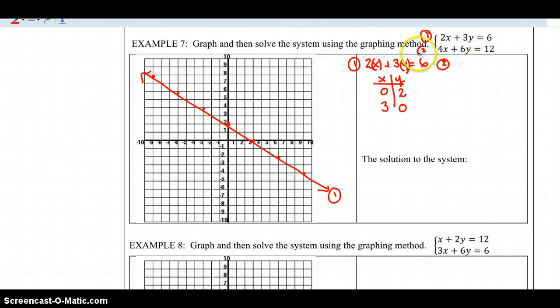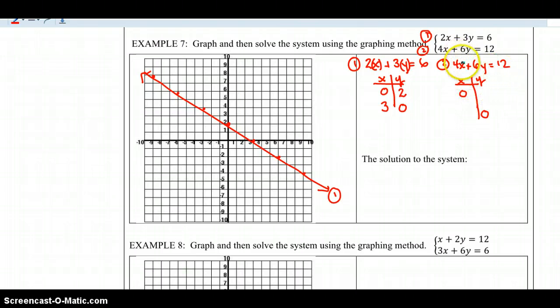So our second equation, we have 4x plus 6y equals 12. And again, we're just going to try to find 2 points that make that equation true, because we know we have a linear function. We have just x terms, y terms, and constants.